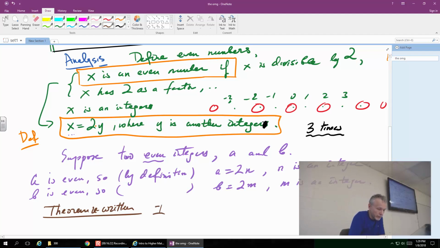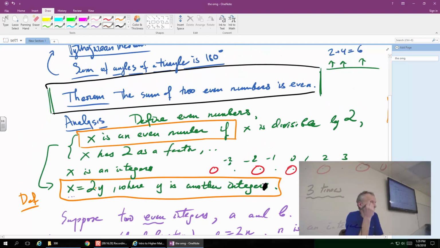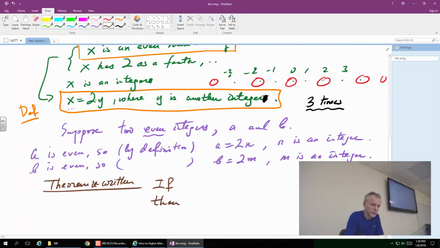Okay, so if, then. The theorem is the same: the sum of two even numbers is even. So what's the condition of the theorem, or hypothesis, as it is also called? If you sum two even numbers, then the sum is even. Right. So let me use the letters we already have. If A and B are even, then A plus B is even.